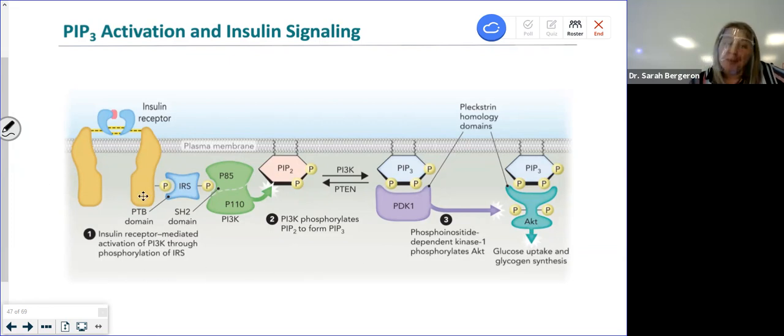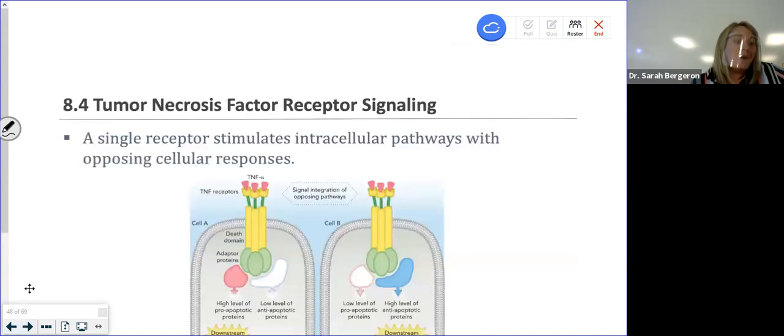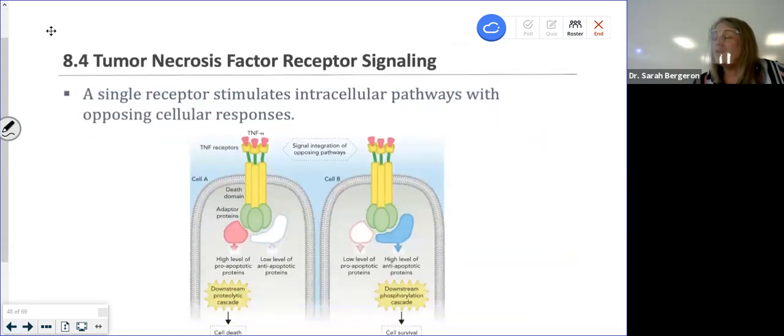But the point is, what kind of a cascade is this? What's happening? It's another phosphorylation cascade. So do you see how phosphorylation turns things off and on in the cell all the time? We see that over and over again.